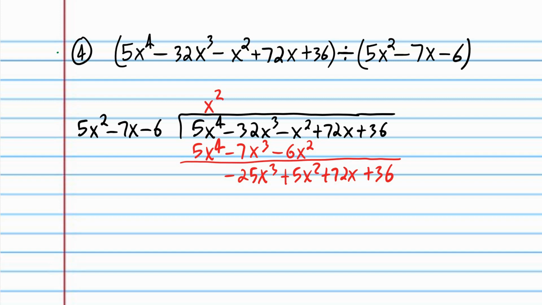Now we're moving on to cycle 2. Step number 1, 5x squared times what is equal to negative 25x cubed? And if you said negative 5x, you're right. Step number 2, multiply this term by the divisor, negative 5x times 5x squared is negative 25x cubed.